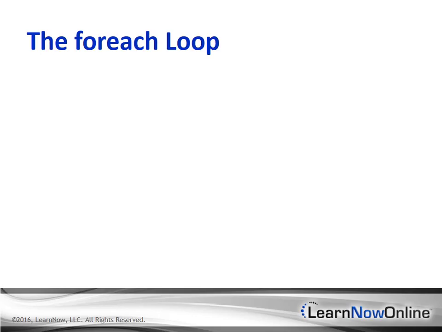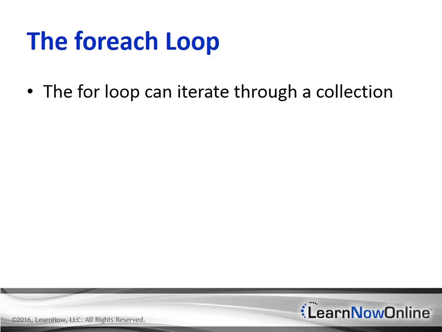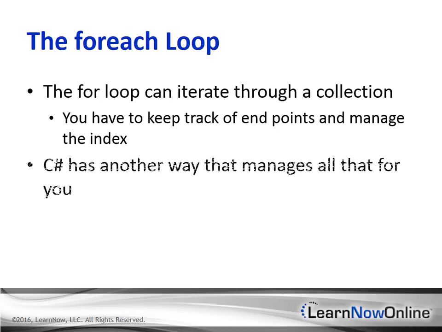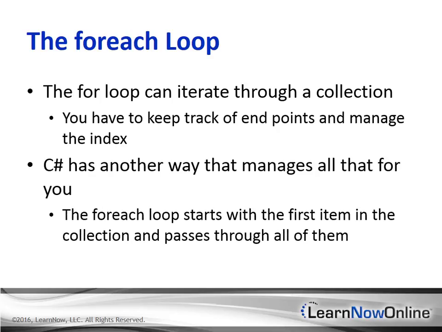So as you saw in that previous example, you can use the for loop to iterate through all the elements of data structures. This technique requires you to keep track of the endpoints and to manage the index yourself. C# provides a technique that allows you to iterate through elements of a collection without all the extra work. It's called the for each loop, and it does the job by starting with the first item in the collection and looping until it has passed over all of the items in the collection.